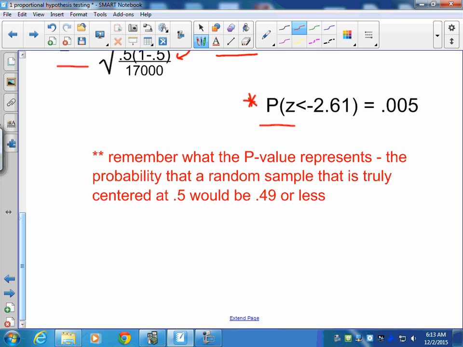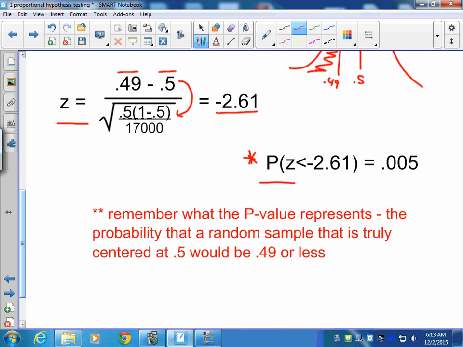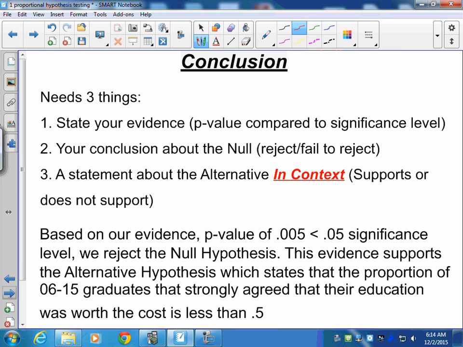Now, one thing that we want to remember here, okay, what does the p-value represent? The p-value represents the probability that a random sample that is truly centered at 0.5 would be 0.49 or less. So when we're looking at that situation, that happens less than 1% of the time. So it's a rare occurrence. And what we want to remember is anytime we see the rare occurrence, less than 5% of the time, 5 times in 100, that's when we go to our rejection claim overall.